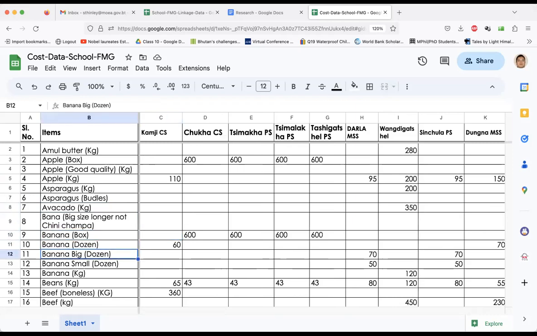What is big? There's no banana small, banana kg. So how many different kinds of bananas? 1, 2, 3, 4, 5, 6 types of bananas. Now the question is, there is no standard naming terminology to describe a particular commodity.